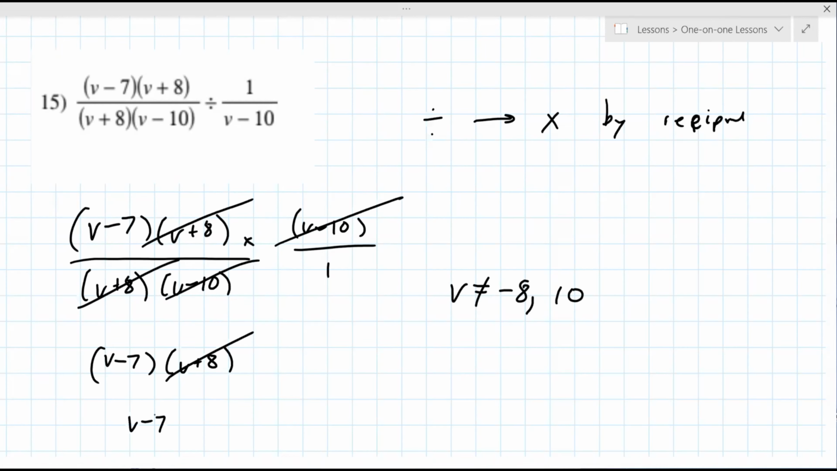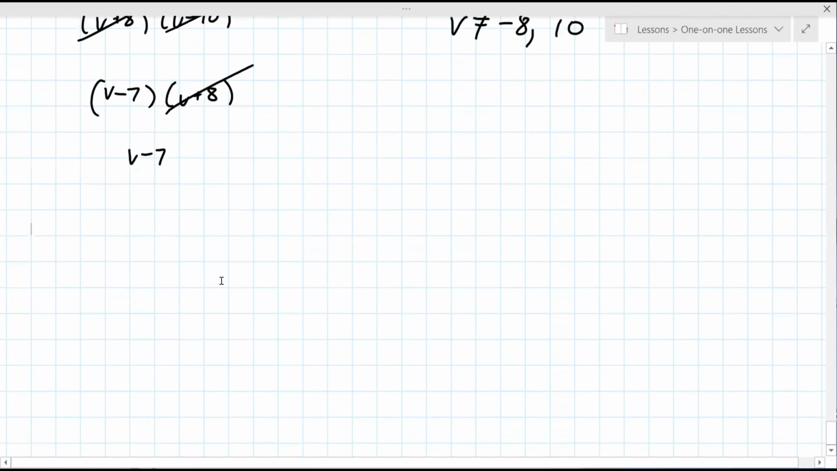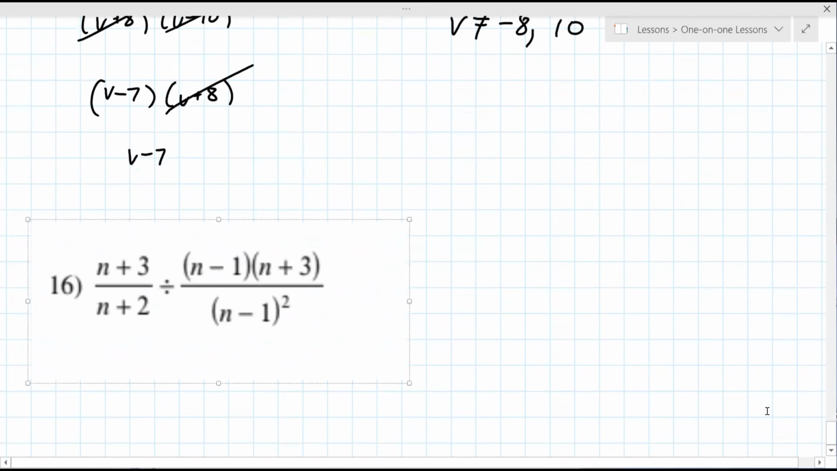Number 16. We do the same thing. Yes. N plus 2 over n plus 3. Multiply that by n minus 1 over n plus 3 over n minus 1 squared. What do we do with this, with the bottom? I know that n cannot equal -3, but what about the -1 squared though?